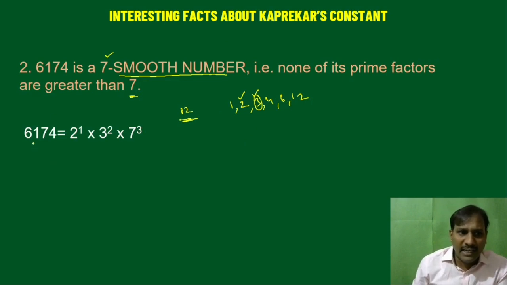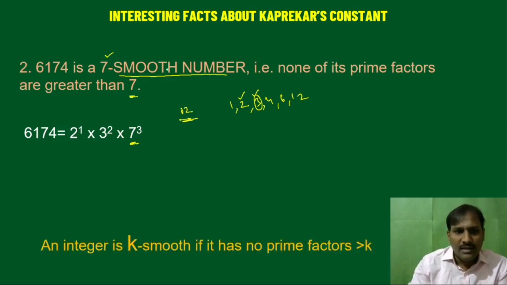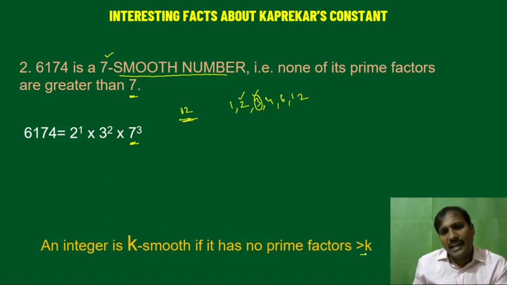Okay, suppose you take here 6174. It can be written as 2 power 1 into 3 square into 7 cube. So what is the highest prime factor here? It is 7. Therefore, it is called a 7 smooth number. Any integer is called a k smooth number if it has no prime factors greater than k. So that k is the highest prime factor.